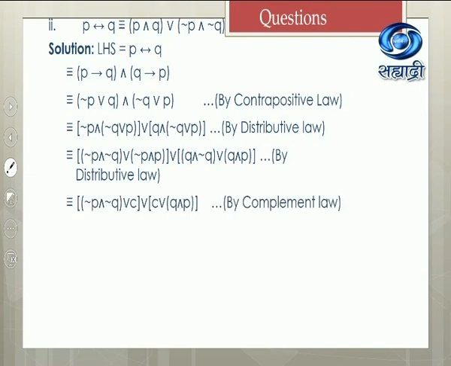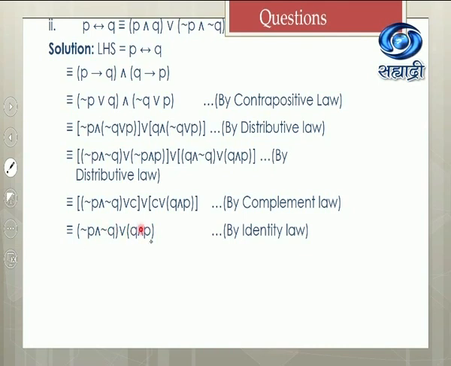This is by again distributive law. Now negation of P and P is C, so we will write that, and Q and negation Q is also C. So negation of P and negation Q or C, and in another bracket we get C or Q and P. Now C with any other statement is the same statement itself with disjunction. So we get negation of P and Q or Q and P.